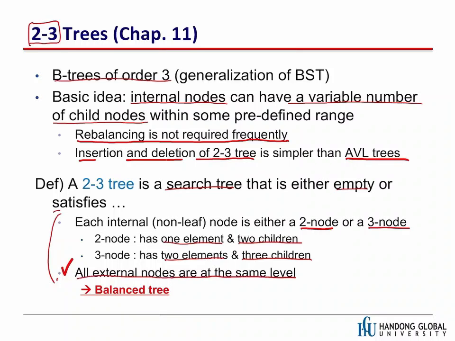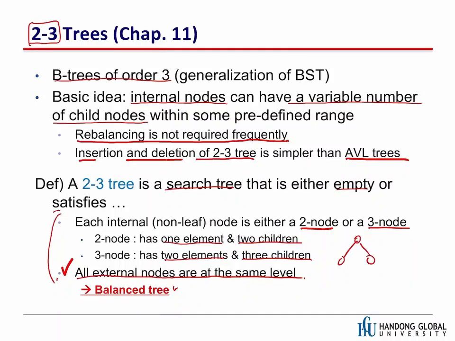All external nodes are at the same level. The leaf nodes are at the same level. This is kind of a perfectly balanced tree. Think about the BST. A BST is a binary tree, and with a binary tree, even if it is perfectly balanced, even if we have an optimal algorithm to make it balanced, still in the BST, all the leaf nodes cannot be at the same level sometimes.